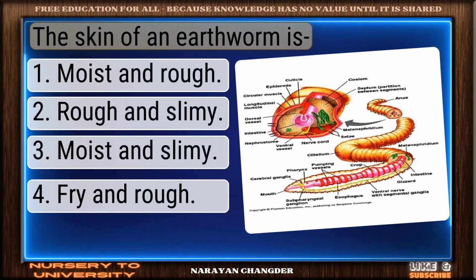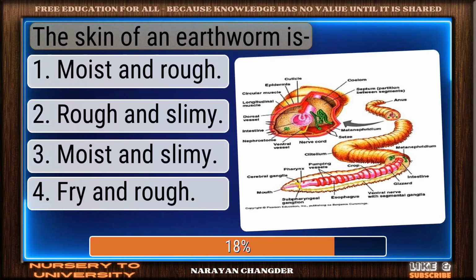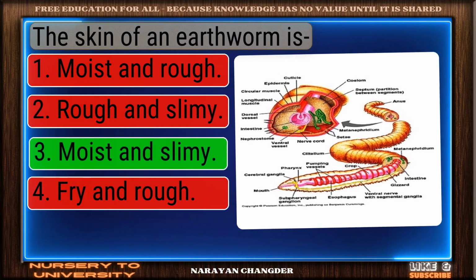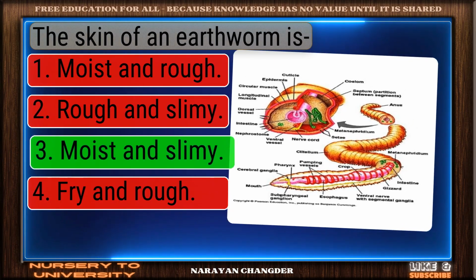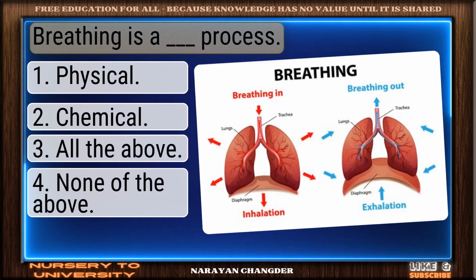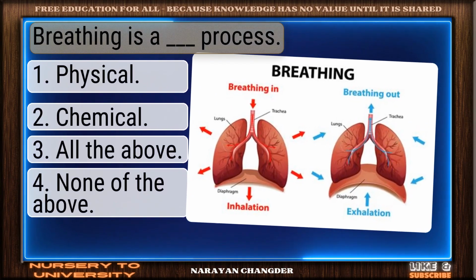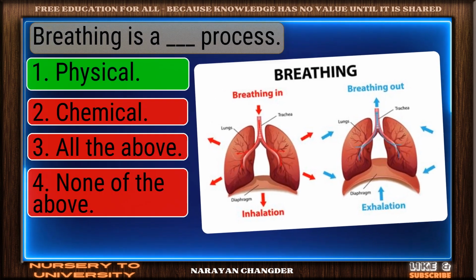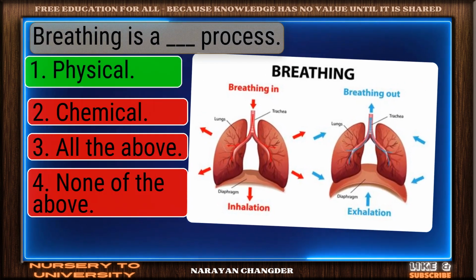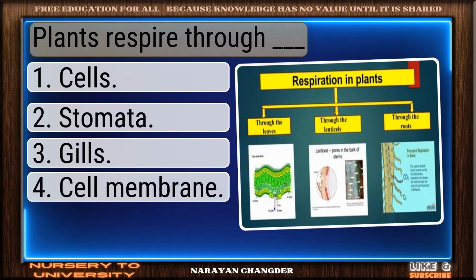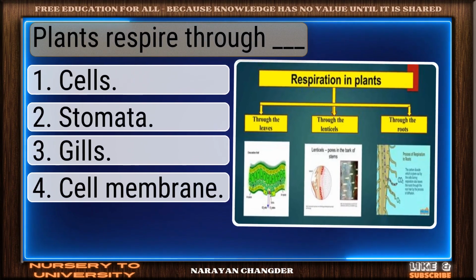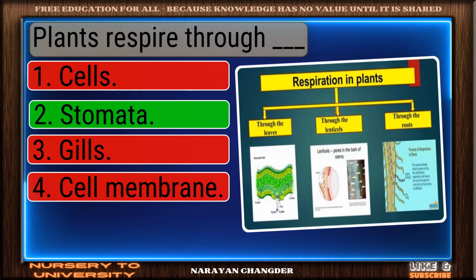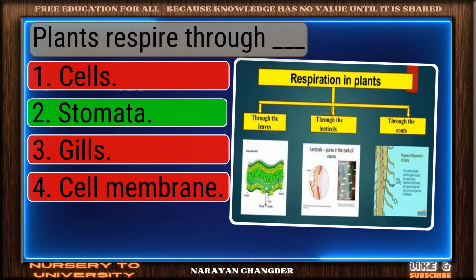Question number 238. The skin of an earthworm is. Great job. Moist and slimy is the accurate answer. Question number 239. Breathing is a dash process. Well done. Physical is the right choice. Question number 240. Plants respire through dash. Perfect. Stomata is the correct choice.